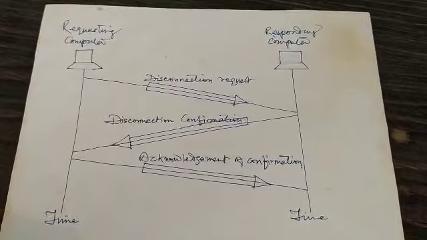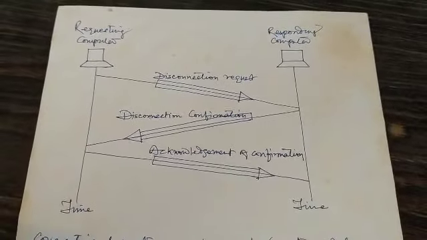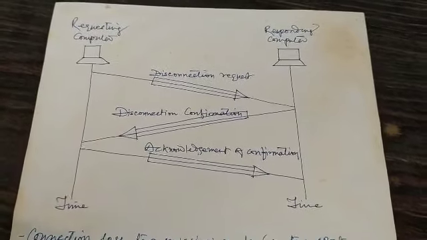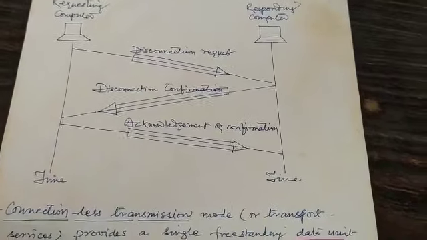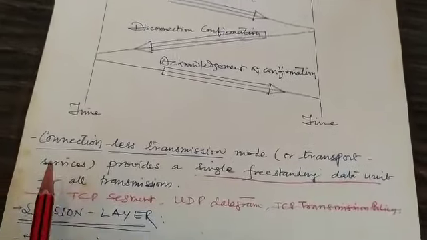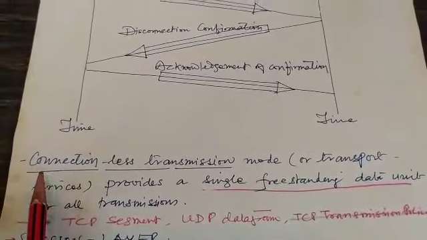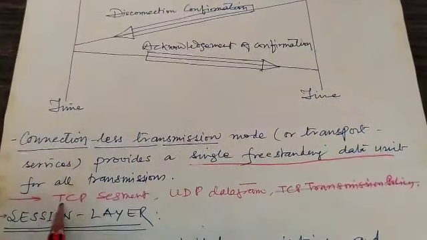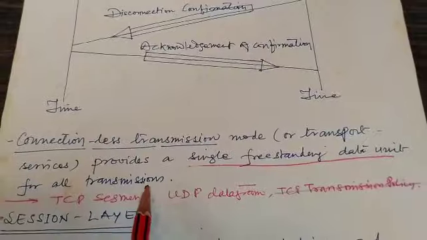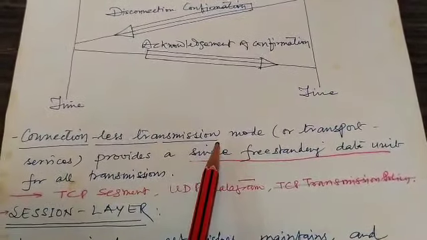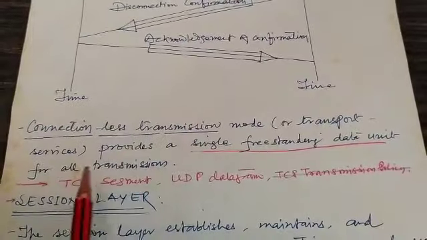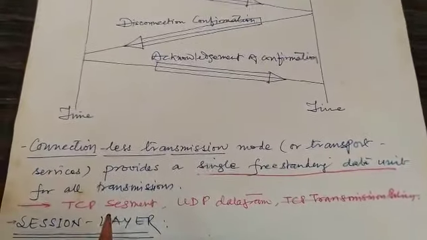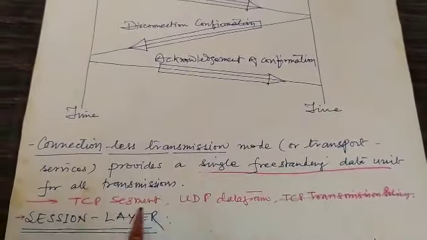So this is what we have in the connection oriented service. Then we can see there can be connectionless service also. We can see that the connectionless transmission mode or the transport services provides a single freestanding data unit for all transmissions. This is the difference, because in the connectionless transmission mode we do not have any dedicated connection as earlier, and rather there is a single freestanding data unit for all the transmissions. Fine.